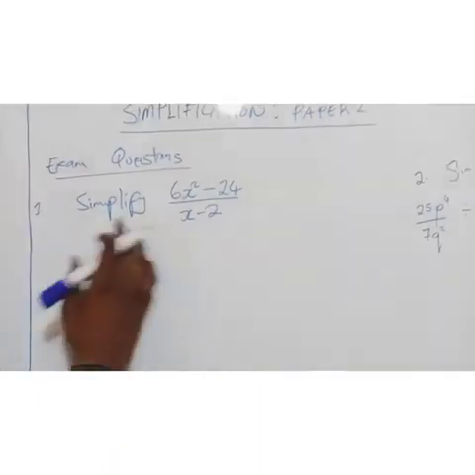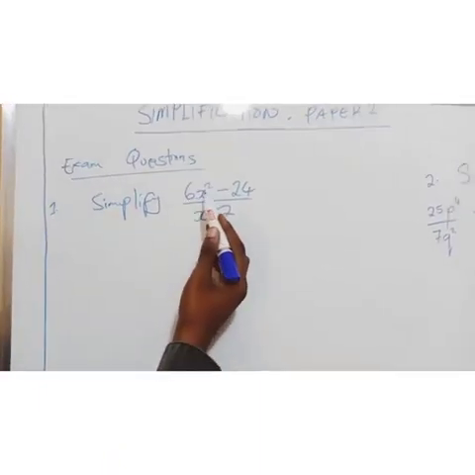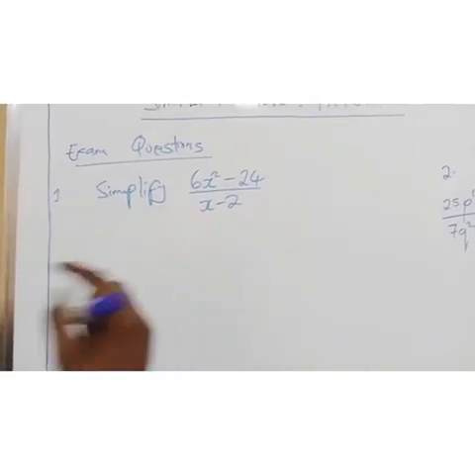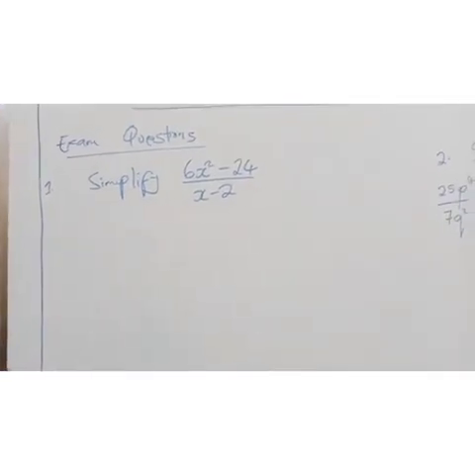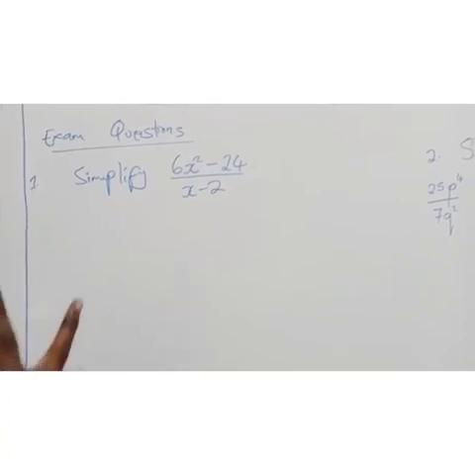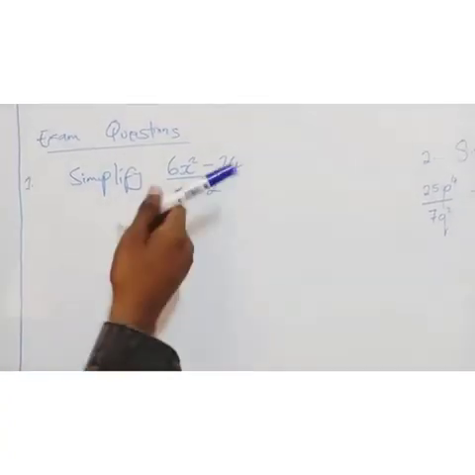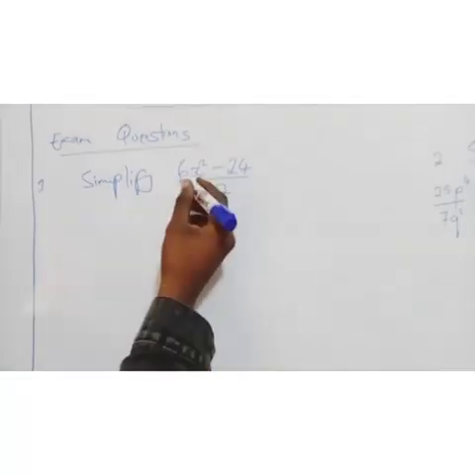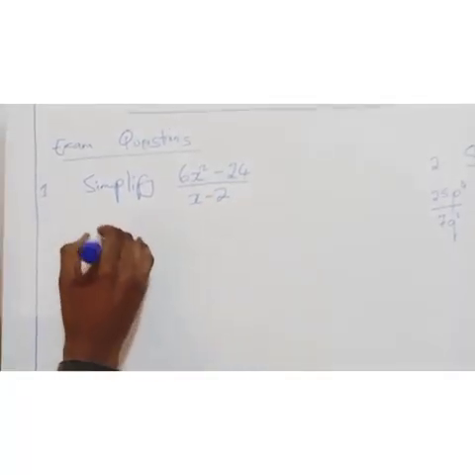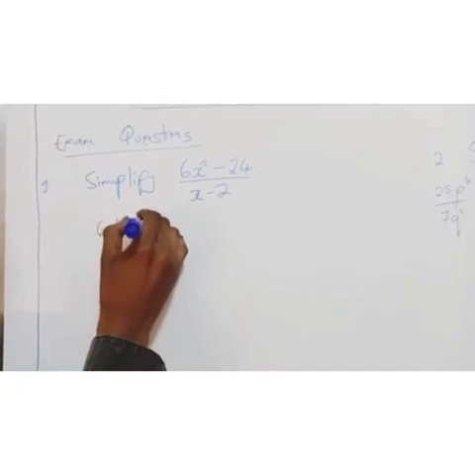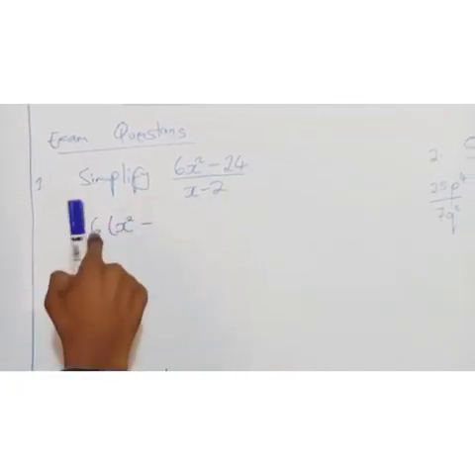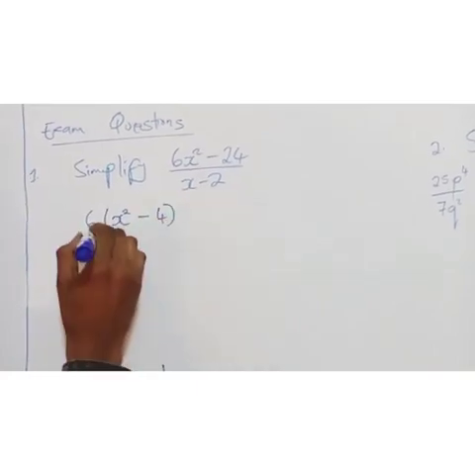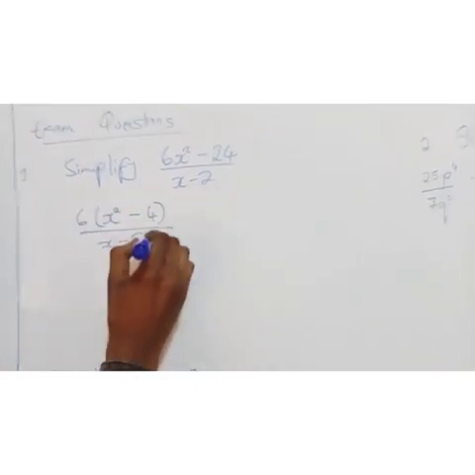They have told us to simplify (6x squared minus 24) over (x minus 2). This is paper 2, so what you should know is that simplification always goes with factorization. So I'm going to factorize this. To factorize means finding what's common. What's common here? 6. So we have 6 times (x squared minus 4), since 24 divided by 6 is 4, over x minus 2.